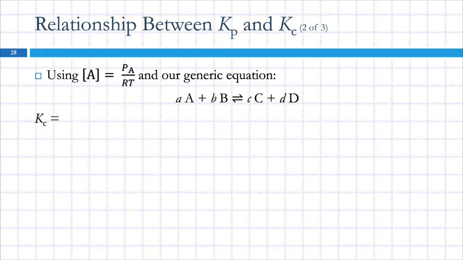So instead of the concentration of A, we take the partial pressure of A over RT, which we just showed is the same, and stick that into our generic equation. Then what do we have? Well, let's look at this. Kc is in terms of concentrations, right? So this would be C to the c and D to the d over A to the a and B to the b.